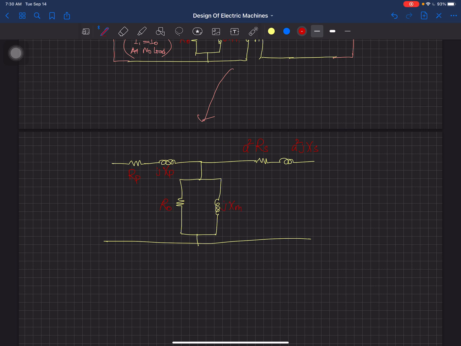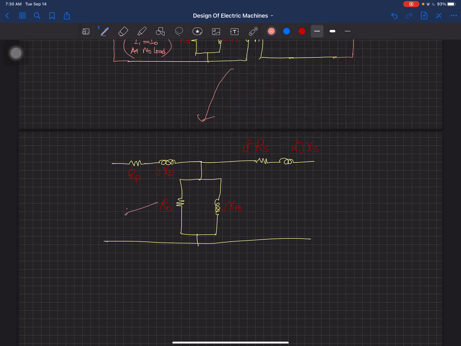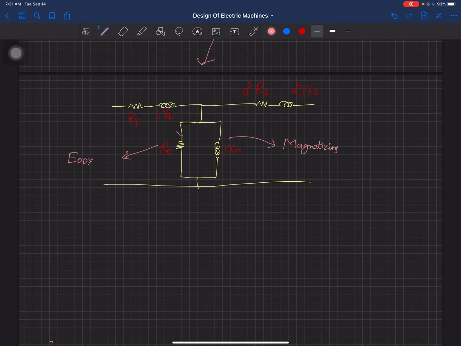And for those of you who still have no idea what this R0 and JXM are, R0 was the eddy current losses over there, and JXM was the magnetization losses inside the core over there. So certainly, the larger the value of R0, the lesser is going to be the eddy current losses over there. Certainly this branch current, we call it the hysteresis plus eddy. This one is called IM and the whole current is called I0.